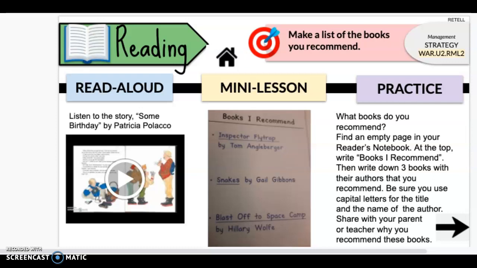Find an empty page in your reader's notebook. At the top, write books I recommend. Then write 3 books with their authors that you recommend. Be sure you use capital letters for the title and the name of the author, and underline the title of your books, just like you see on this poster in the middle. Share with your parent or teacher why you recommend these books.